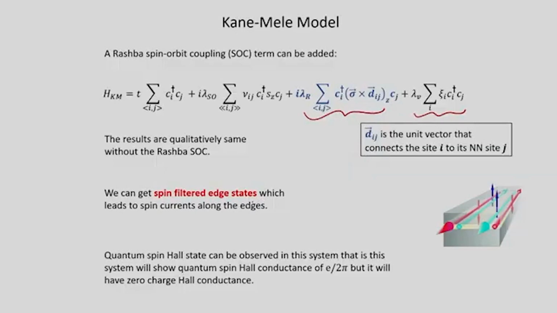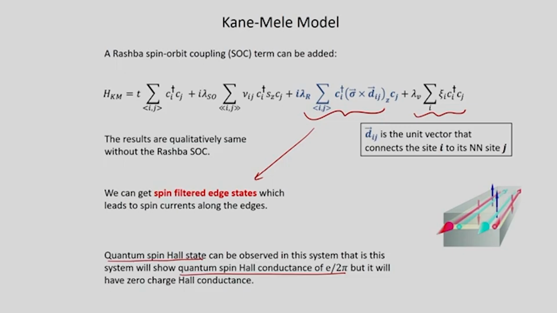And we get spin filtered edge states because of this term that we see here, and there are spin currents that will be there, and one gets a quantum spin Hall phase which is observed in the system, and there is a quantized Hall conductance in the spin sector, which we call quantum spin Hall conductance, as opposed to the charge Hall conductance, which is equal to 0 here.